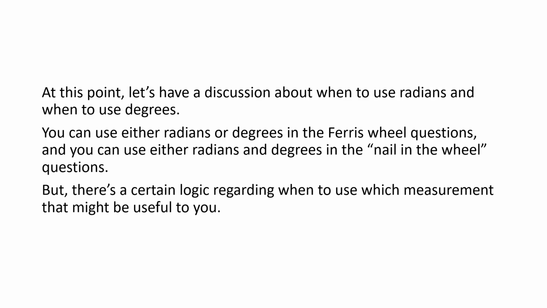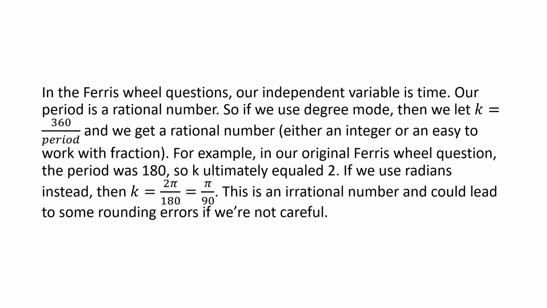You can use radians or degrees in the Ferris wheel questions, and you can use radians or degrees in the nail in the wheel questions. No problem. But there's a certain logic regarding when to use which type of units of measurement for angles that might be useful to you. In the Ferris wheel questions, our independent variable is time. Our period is a rational number. In other words, our period is something like 3 minutes, which is 180 seconds, or 2 minutes, which is 120 seconds. Our period's a rational number.